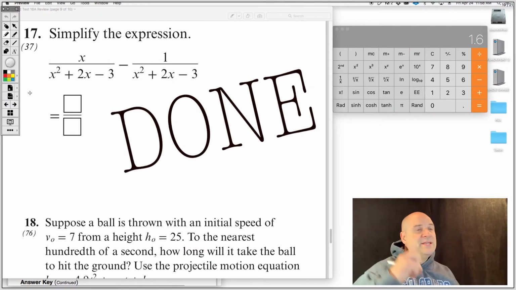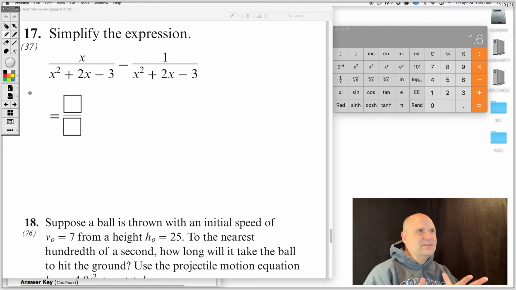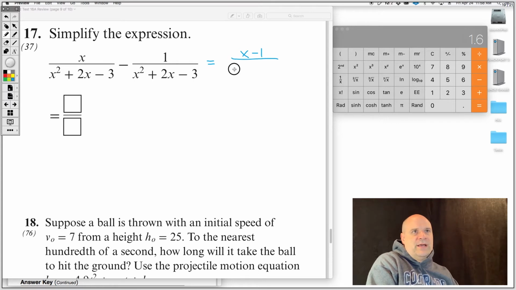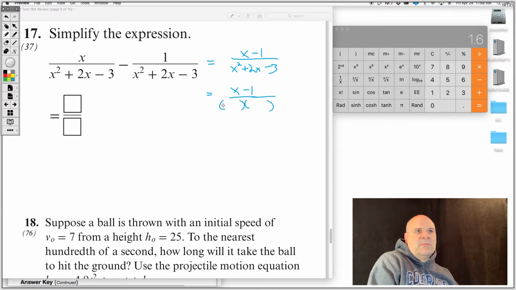Well, that is 1.6. All right, number 17, simplify the expression. We get to factor. They already have the same denominator, so we're just going to subtract the numerators. So we have x minus 1 over x squared plus 2x minus 3. Let's factor that. So x minus 1 over, what two numbers multiply to get -3 but add to get 2? +3 and -1. Look at what happens. The x minus 1s cancel, because the whole numerator cancels with one of the factors. So now we're just left with 1 over x plus 3.